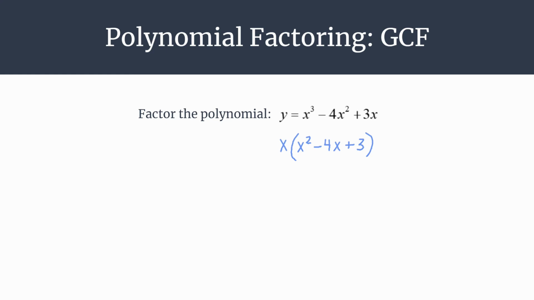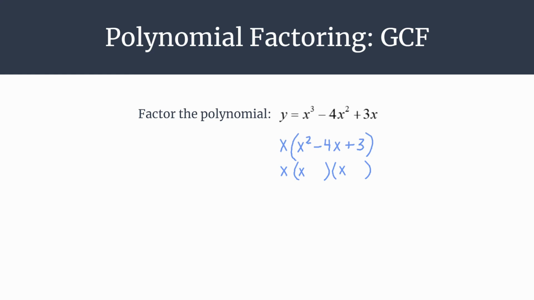Now we see we can much more easily factor this quadratic that's left in the parentheses. So we have that x out front, and we can just use our traditional factoring method to factor this quadratic. So we need to first put x's here. Those two x's will multiply when you FOIL or multiply out to get x squared.